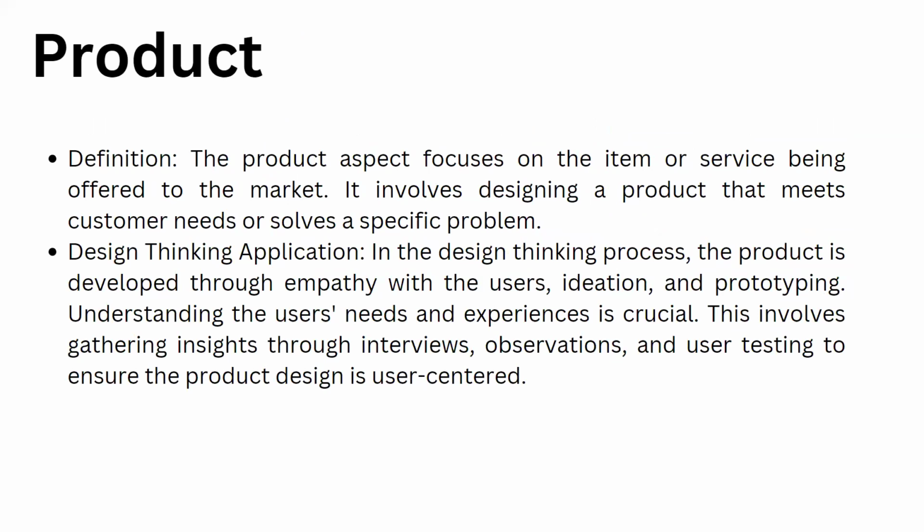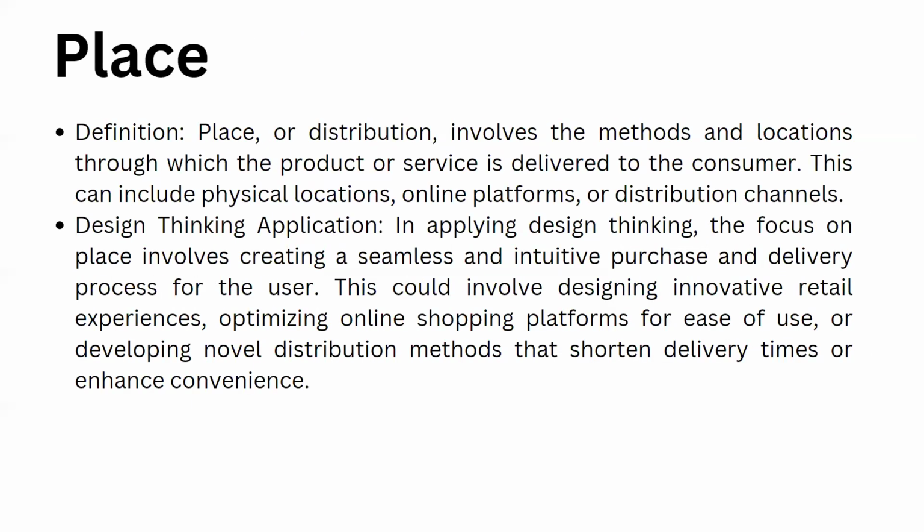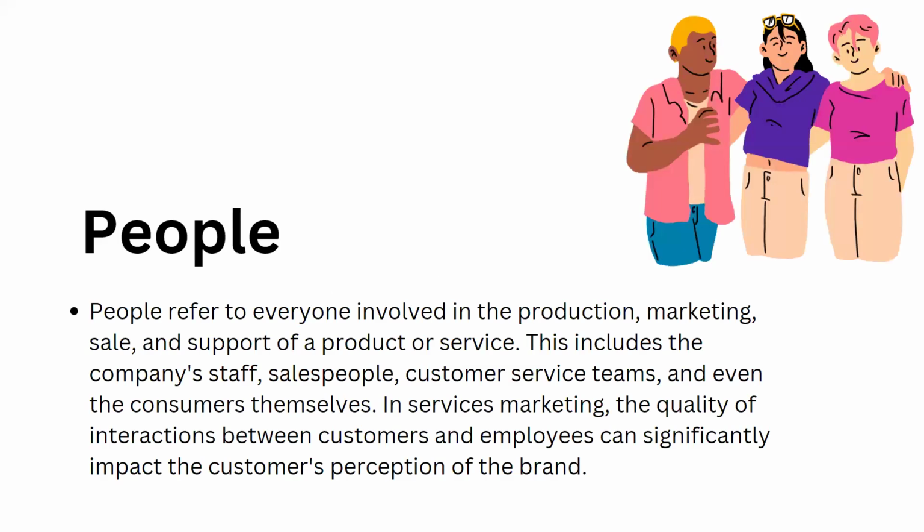Okay, product, price, place, promotion. These are the four P's. Now we are going to talk about the seven P's. The seven P's are basically the extension of the four P's. We have three more P letters here. So what are the three more P letters?